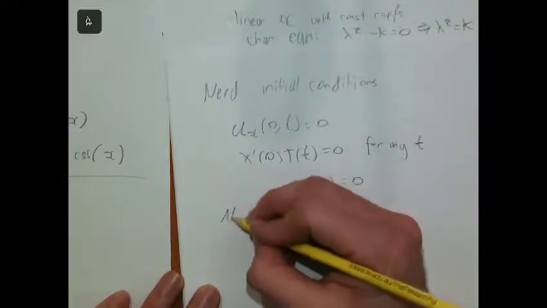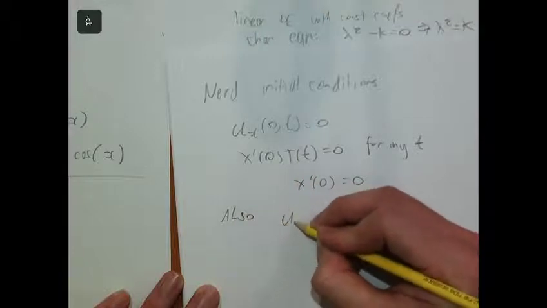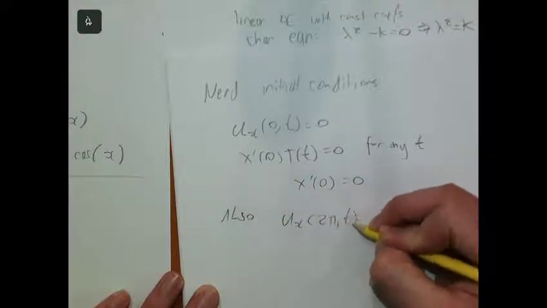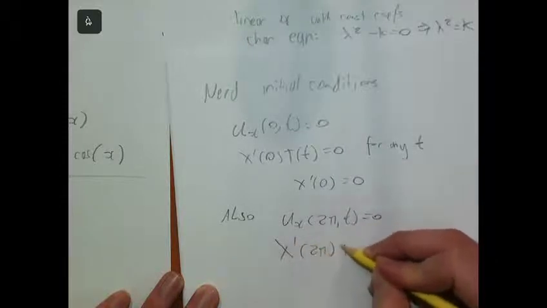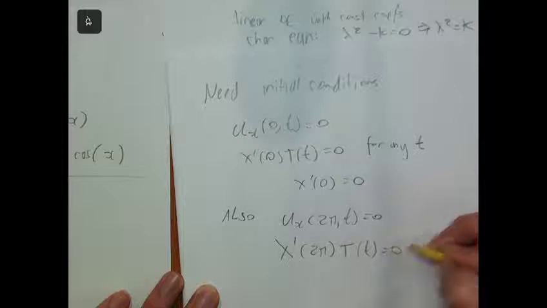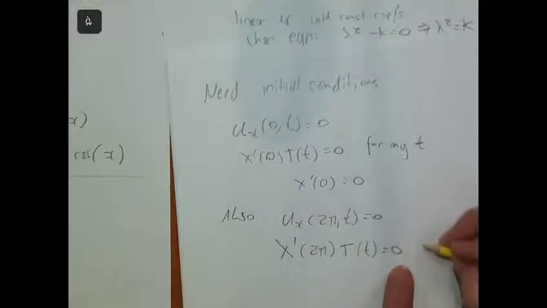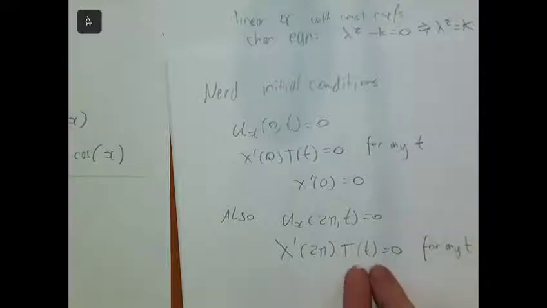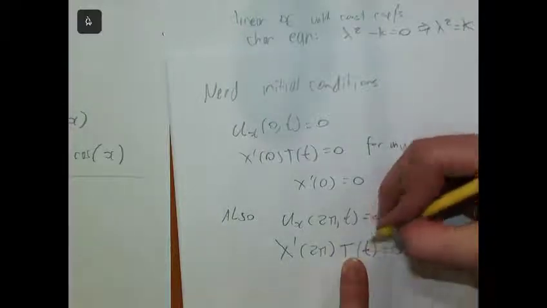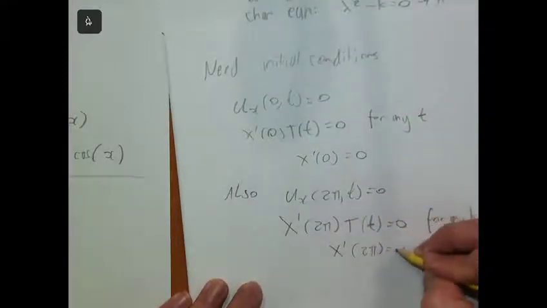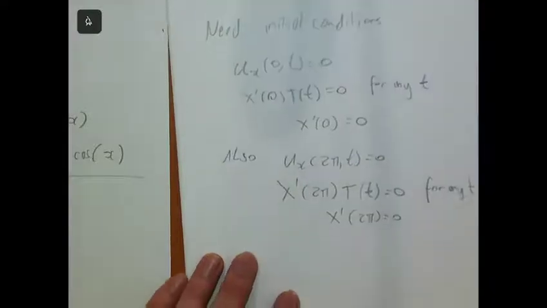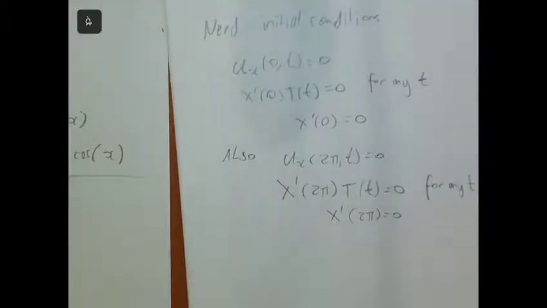I also have that u_x(2 pi, t) is 0, and that's going to be X dash 2 pi times T of t, like that. And this is supposed to be true no matter what t is. So again, since this is true for every possible little t, including when it's not 0, I can divide by that and get X dashed of 2 pi is 0. So I've got my initial conditions now. Let's have a look at what that means.